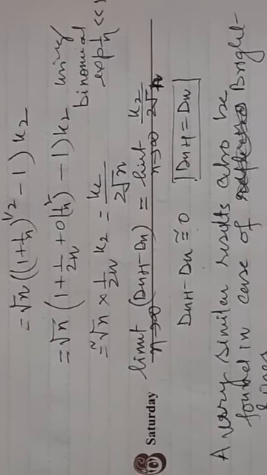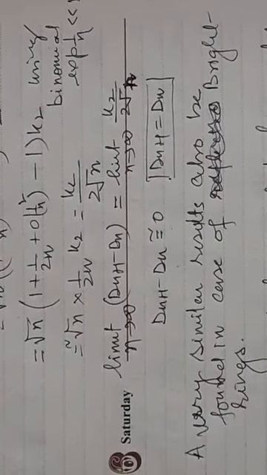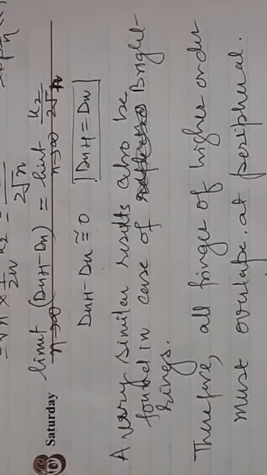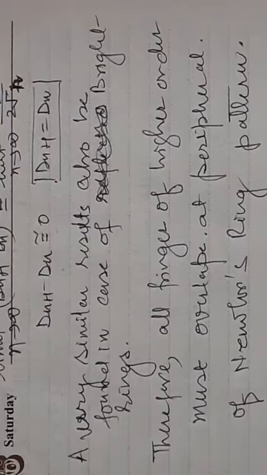A very similar result can be found in the case of the bright ring. Therefore, all the fringes of higher order must overlap at the periphery of the Newton ring pattern.